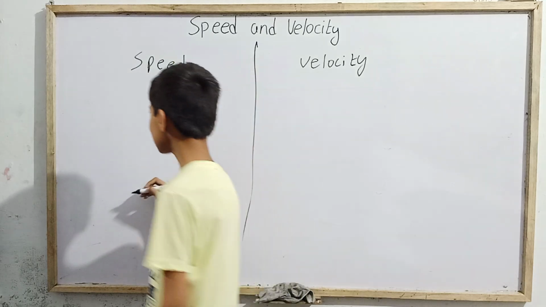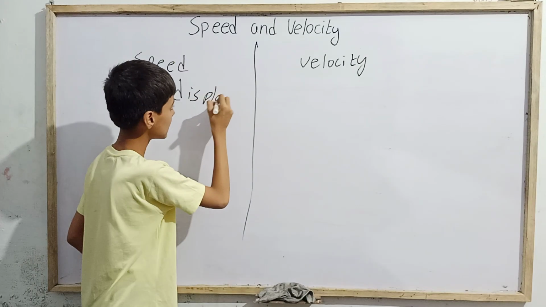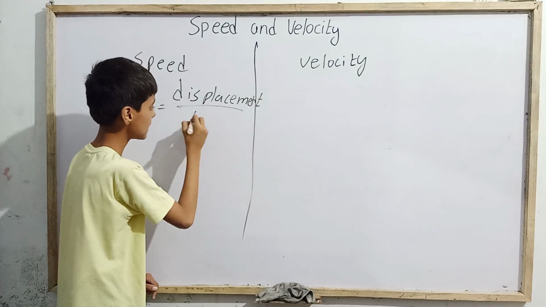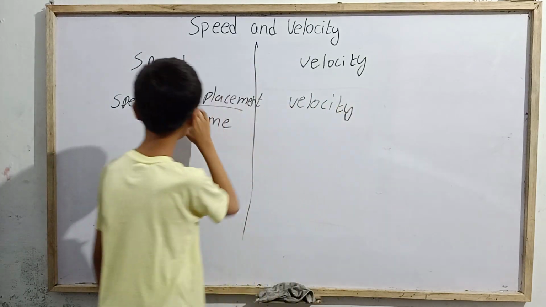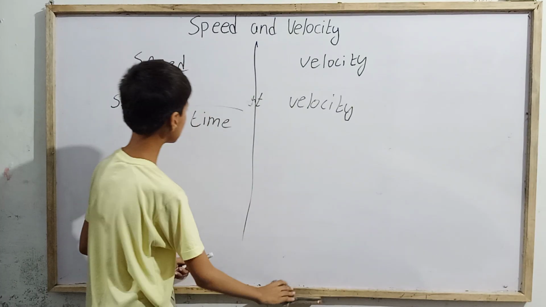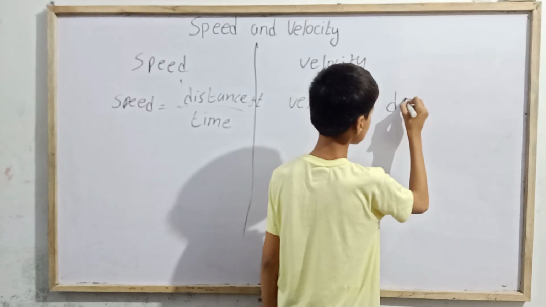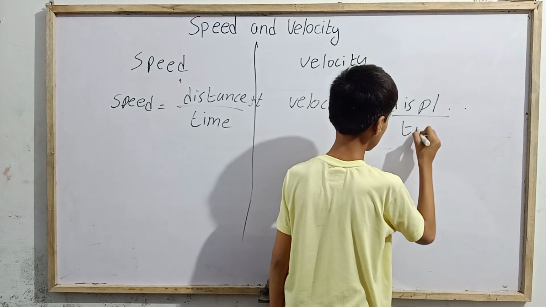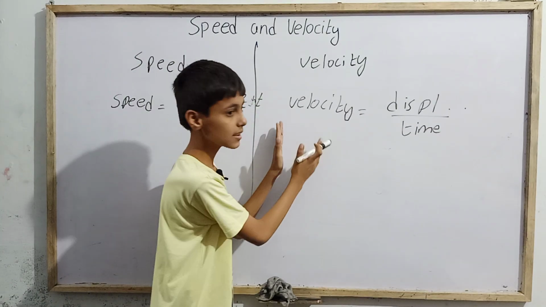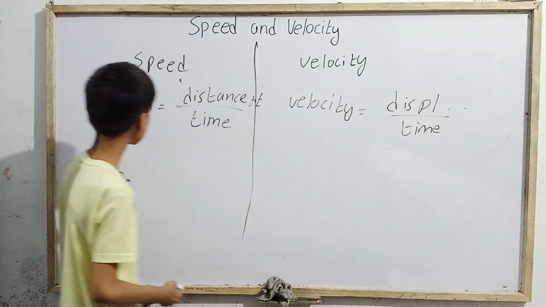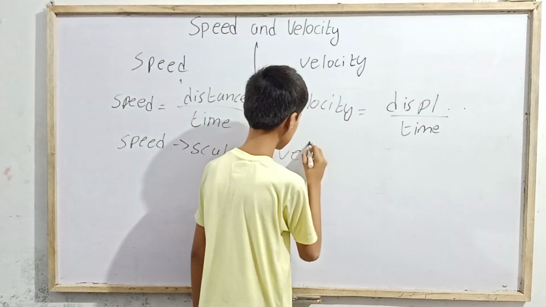The first main difference is that speed is distance divided by time, while velocity is displacement divided by time. So speed depends upon the distance covered and the time, while velocity depends upon the displacement covered and the time. Next, speed is a scalar quantity, while velocity is a vector quantity.